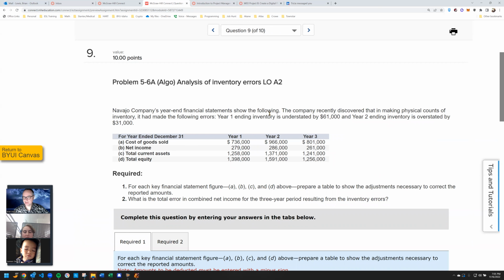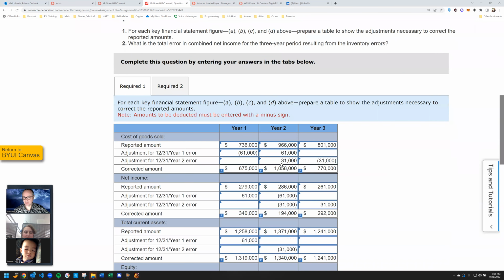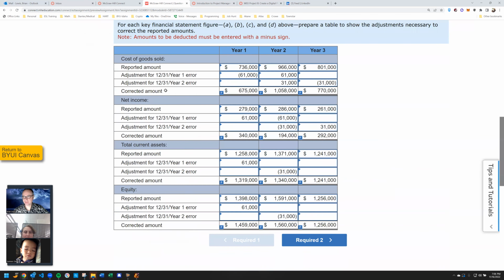Okay. So it says the company recently discovered that in making physical counts of inventory, it had made the following errors. Year 1, ending inventory is understated by 61,000. Year 2, ending inventory is overstated by 31,000, which means that year 3 there is no change. So you're going to look through here and figure out where the errors are.